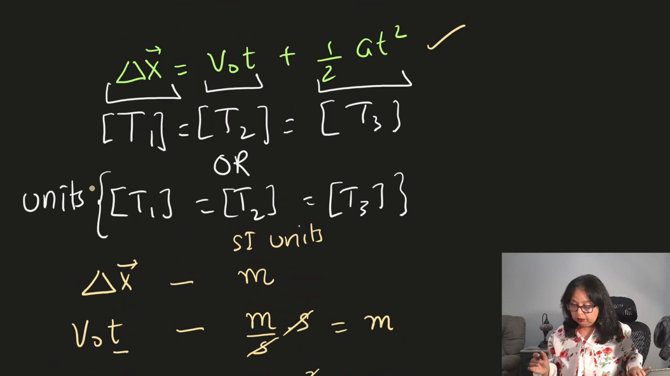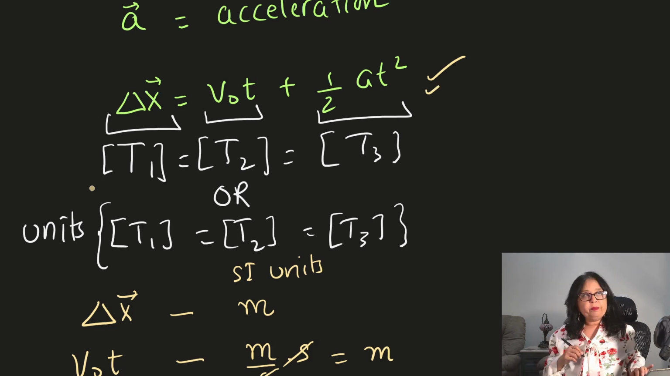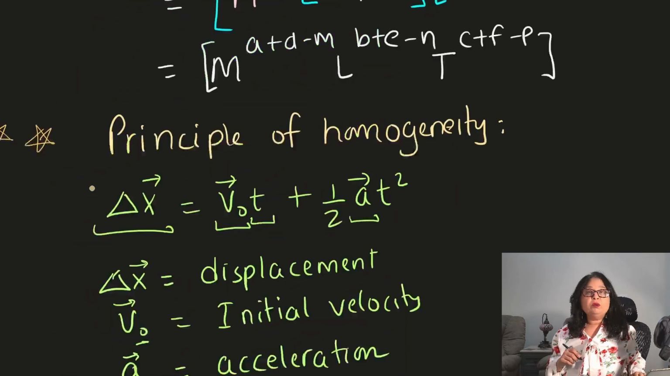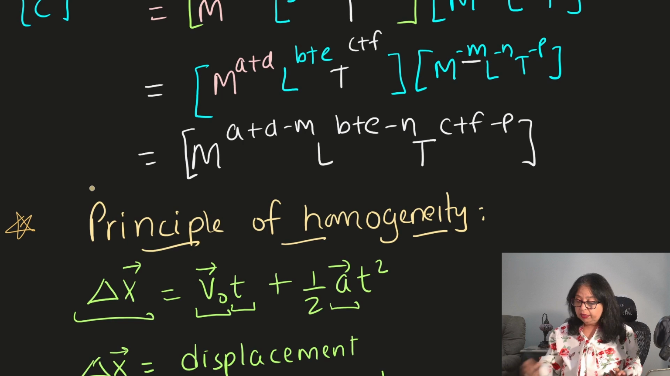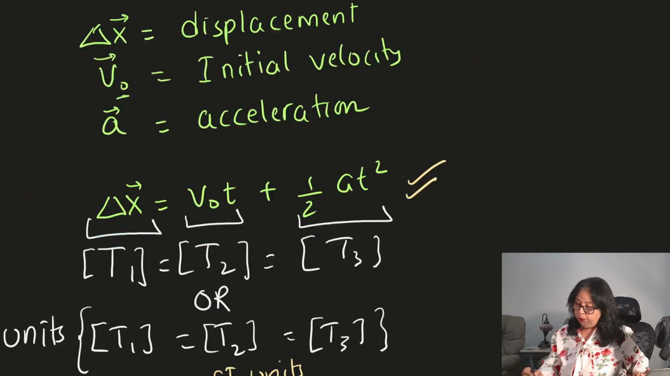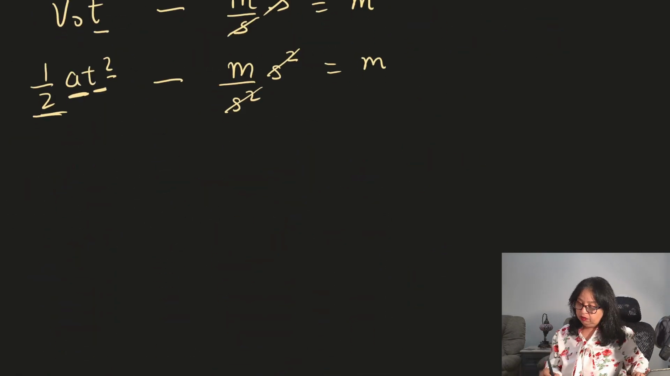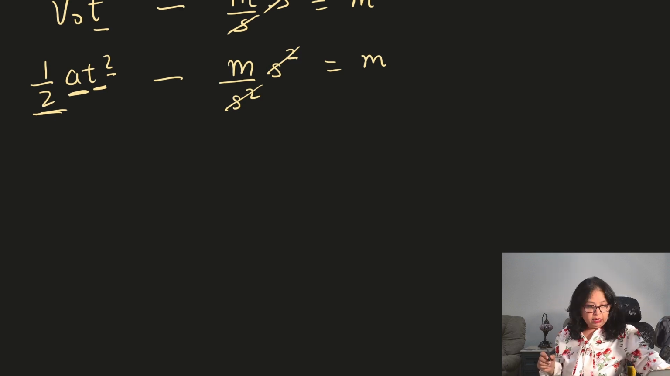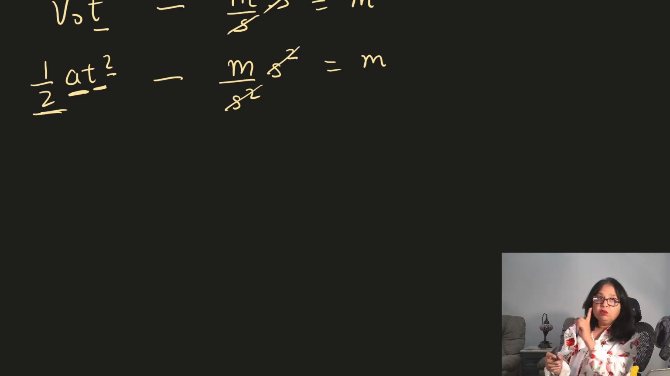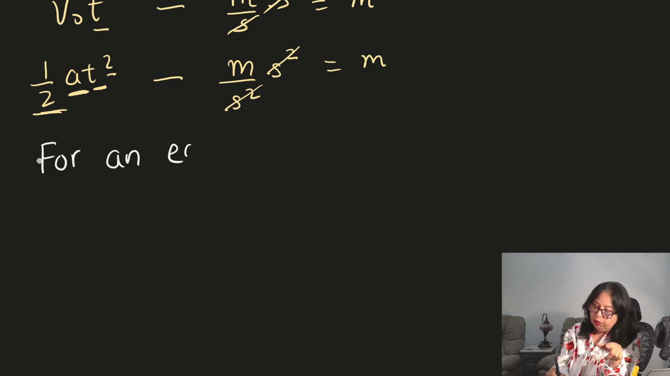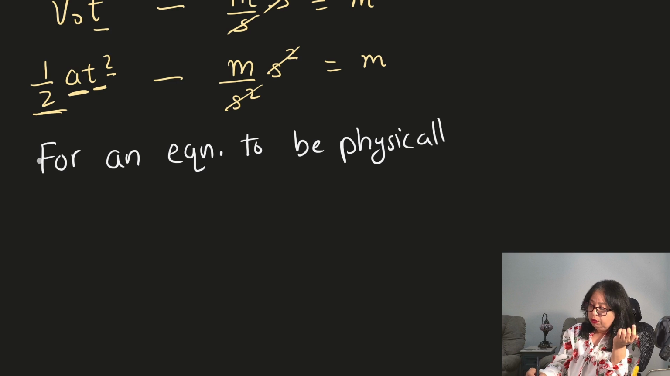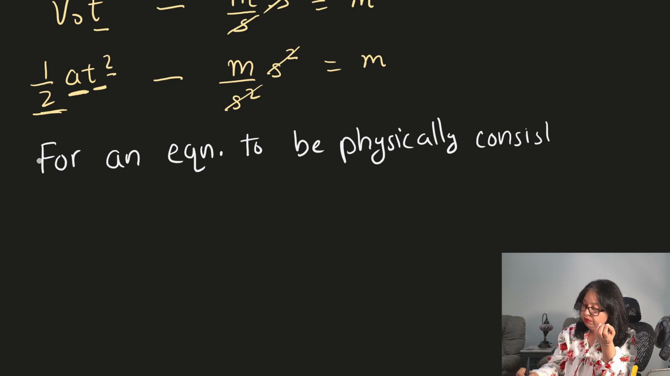So this is one way to check that the equation is correct. We know what the principle of homogeneity is, but the importance of it is this: if you're given an equation, how do you know it is correct? There's one thing you will check. For an equation or even an expression to be physically consistent, that means it has to make physical sense. It needs to be correct.